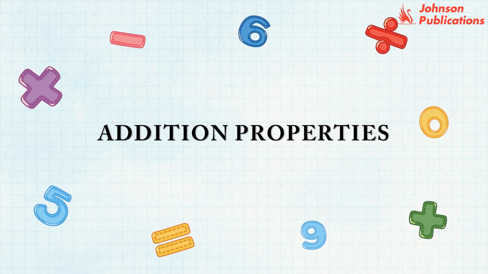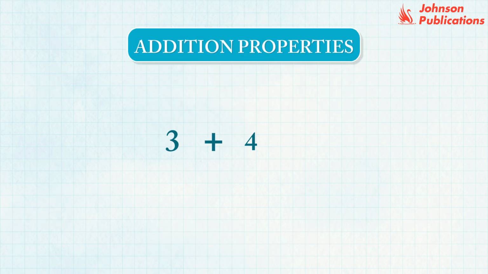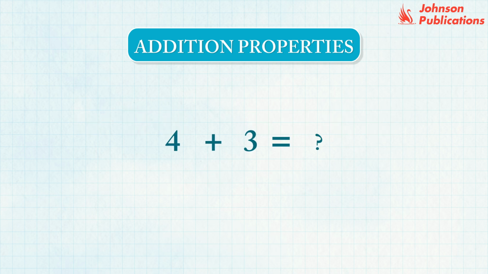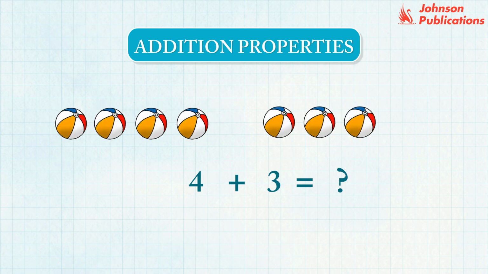Addition properties. How much is 3 plus 4? If we add 3 balls and 4 balls, we get 7 balls. How much is 4 plus 3? If we add 4 balls and 3 balls, we again get 7 balls.